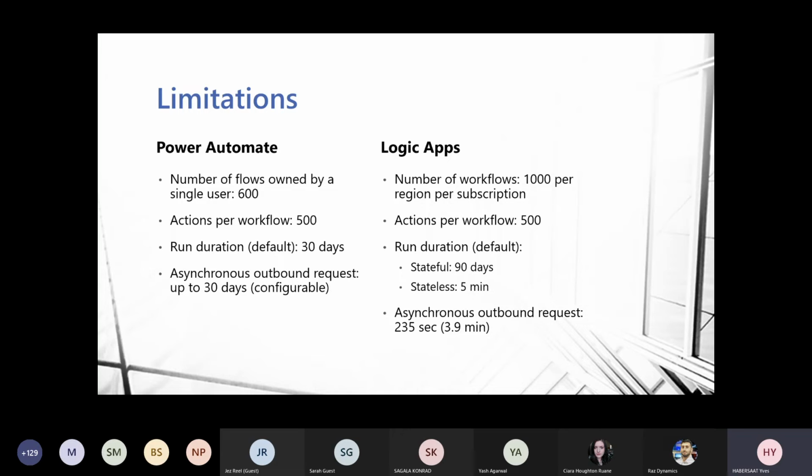The actions per workflow limit is the same. You see, this is a common parameter. The run duration, for example, in Power Automate is up to 30 days, and in Logic App, for a stateful flow, it is up to 90 days, and for stateless, it's only 5 minutes. I will show you the difference, because stateful is for running a long workflow and stateless is for a quick workflow with quick actions. And for example, the asynchronous outbound request in Power Automate can be up to 30 days, and in Logic App it is around 4 minutes. So basically, each service has some common limitations and some differences between them.